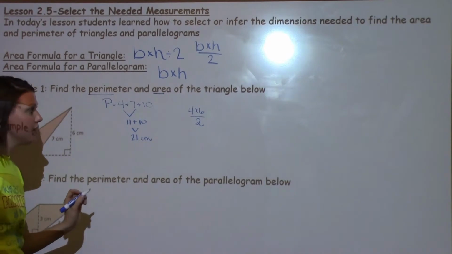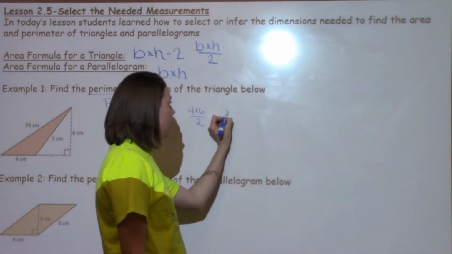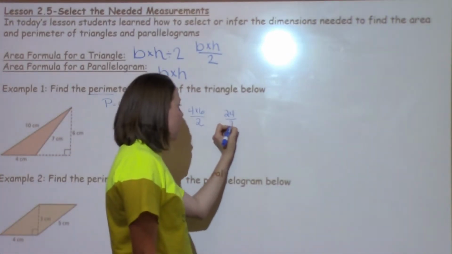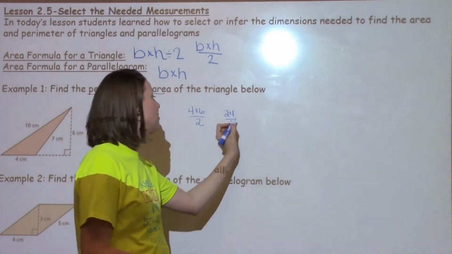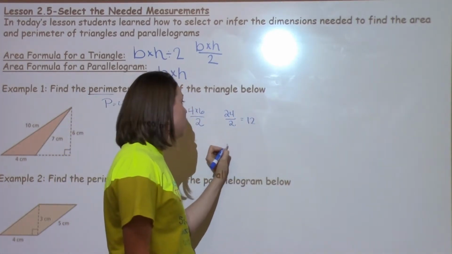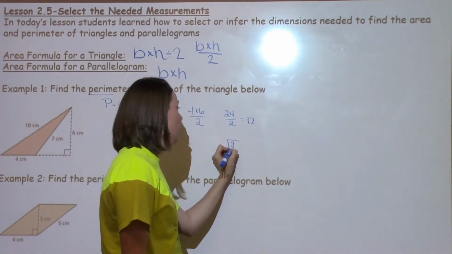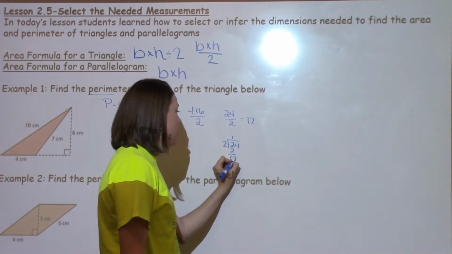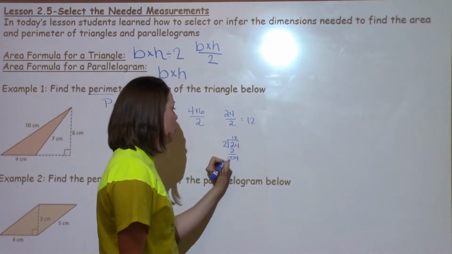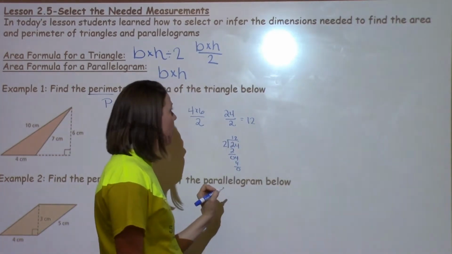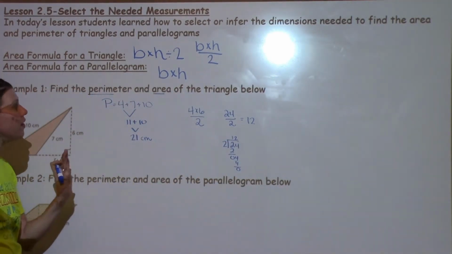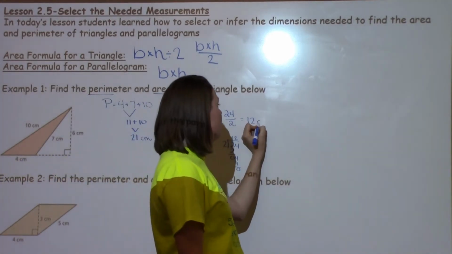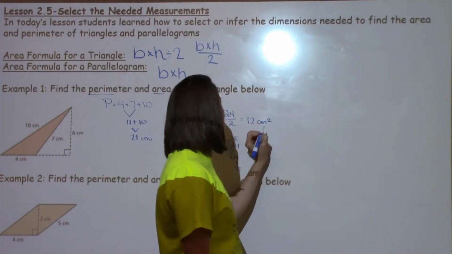When I take 4 times 6, I know that is 24. 24 divided by 2, some students might know this, which is 12. Or some students might need to go ahead and take 24 divided by 2 and divide that out. Depending on the ability of your student, you can make the decision that's appropriate for them. So the answer is going to be 12, and I'm doing area, so I'm going to do centimeters squared.